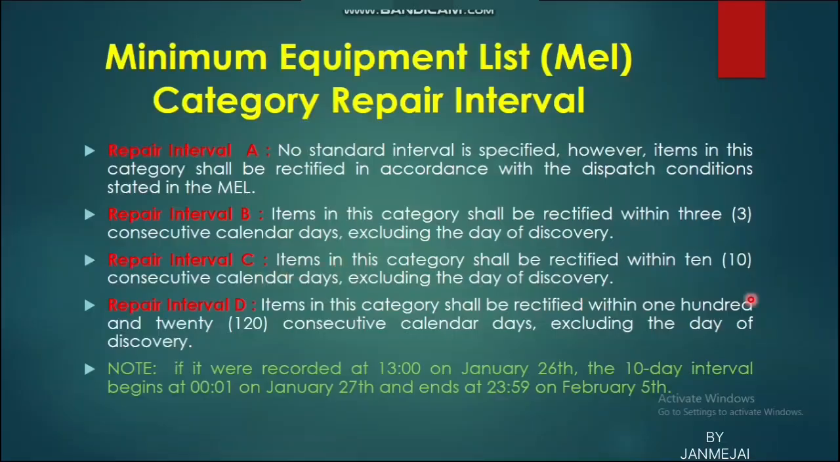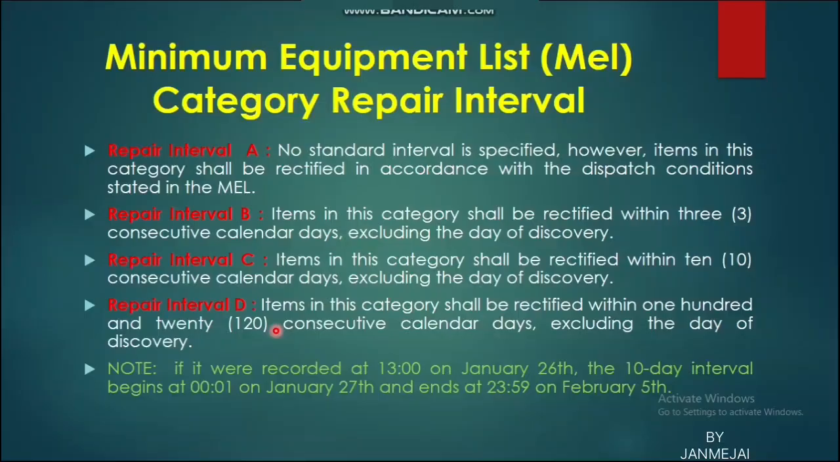Repair interval Cat C is valid for 10 days, also excluding the day of discovery. Here also you have to calculate from midnight. And repair interval Cat D: the item is categorized, and shall be rectified within 120 consecutive calendar days excluding the day of discovery. So this is all about the Cat A, B, C, D MEL.